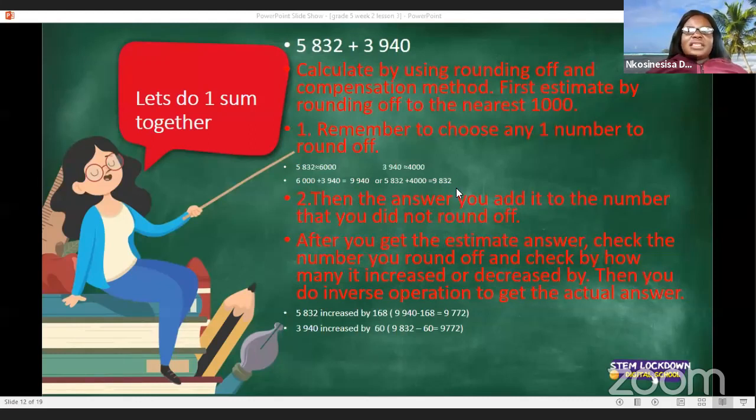So that is the estimated answer. After you get the estimated answer, you check the number that you rounded off. You check whether it increased or decreased, and by how much. For example, this 6,000, from 5,000 to 6,000, there was an increase. And then from here, there was a decrease. Check how much it decreased by, and tell me if it increased, by how much, and if it decreased, by how much.